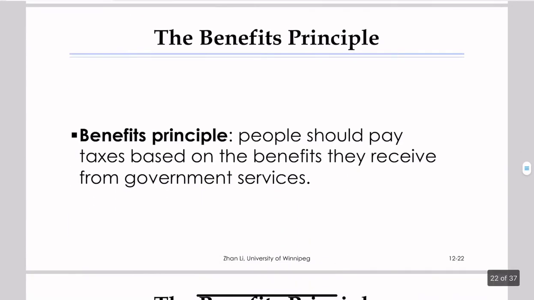So let's first start with the benefits principle. Just judging from the name, you can see that the benefits principle basically says, as a taxpayer, if you enjoy larger benefits, then you should pay more. Right?